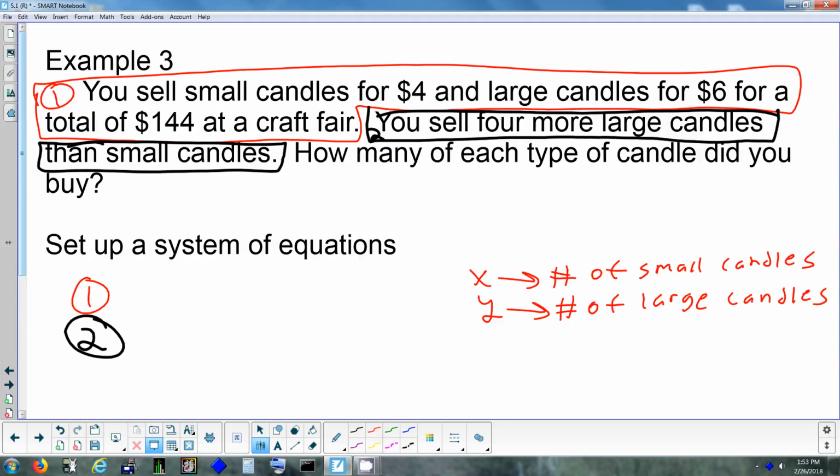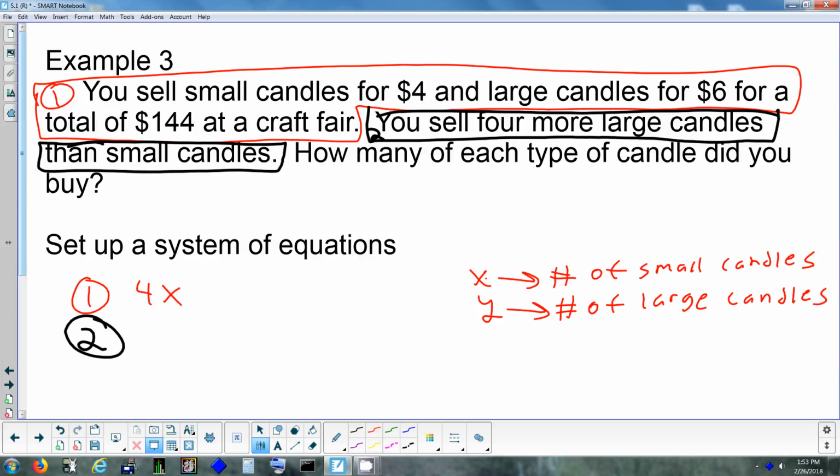Okay, so let's start with the first part. You sell small candles. Each small candle is $4. What would you do with the number of small candles you sell and the $4 to find out how much money you made? Like if you sold 6 candles, each candle was $4. You do 6 times 4. So what if you sold x candles and each candle was $4? 4 times x. Exactly. That is your amount of money from small candles.